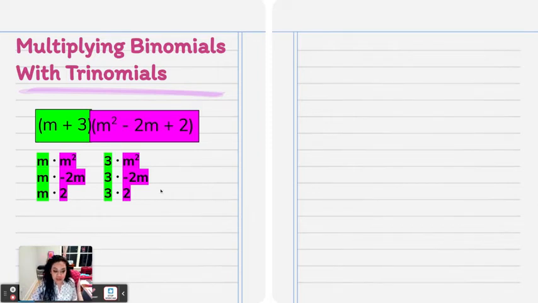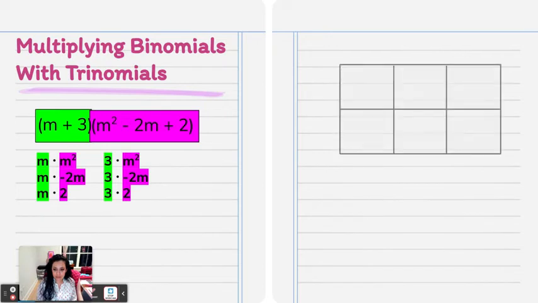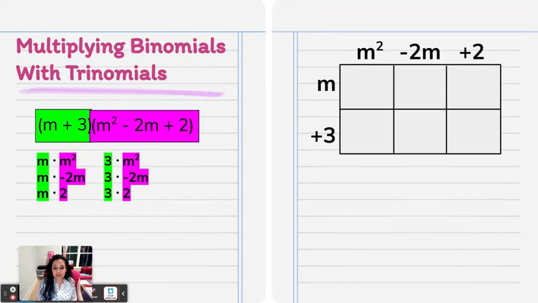But like I said, this kind of looks pretty much like the box, just without the box. For these, I definitely suggest using the box just because drawing so many arches can get complicated and confusing very quickly. So the box keeps it a little more organized for you. If the box is just too much to do, try doing this on the side. So here's my box. I'm going to take my binomial and line it up on the side, and my trinomial and line it up on the top.